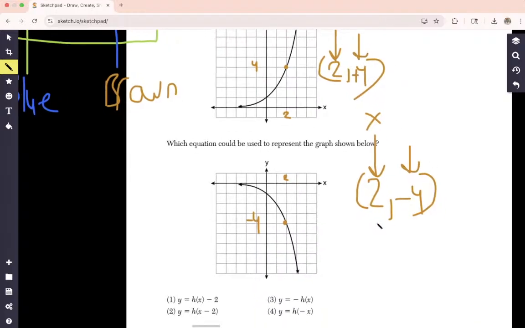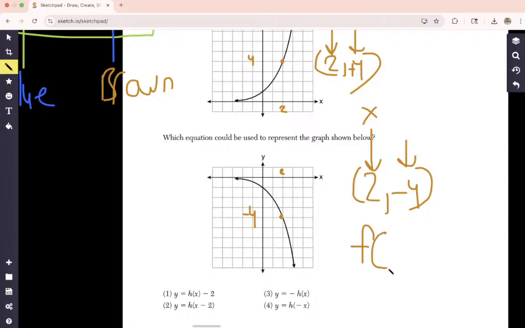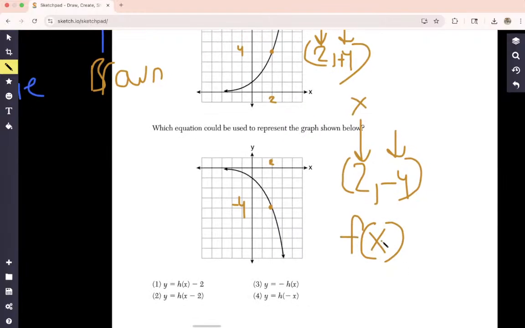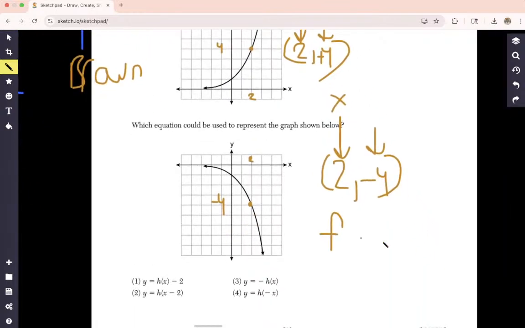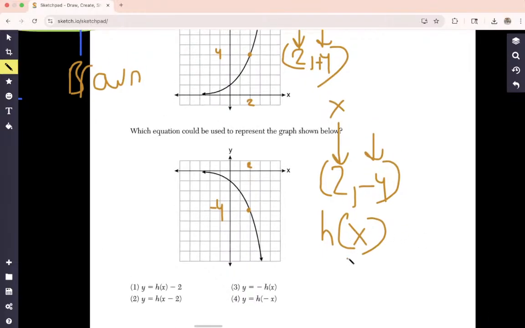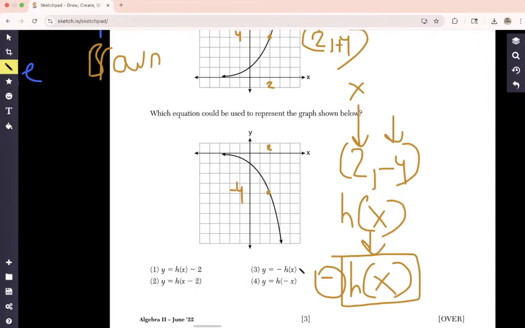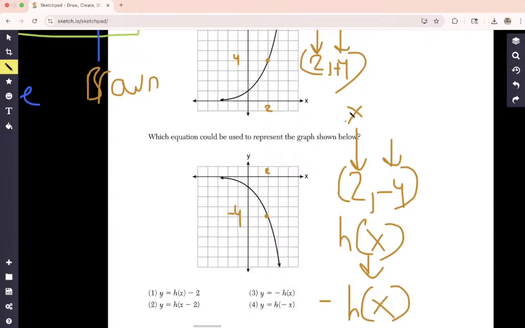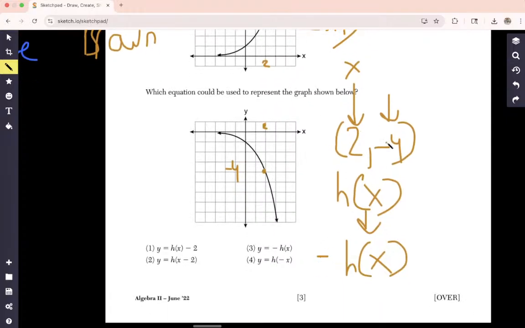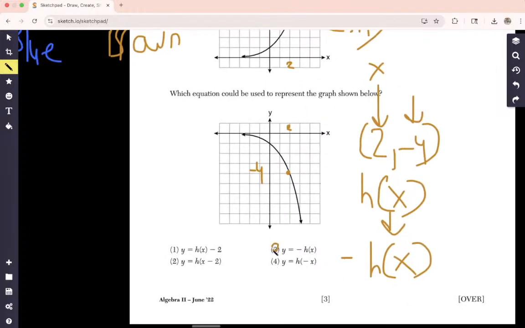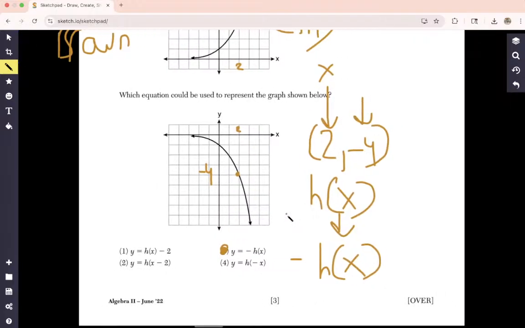So essentially, if h of x is your original function, then this transformation would just be negative h of x. Whatever value you have originally, you're just going to take the negative of that. In this case, originally I had 4. Well, I'm just going to take the negative of 4, and I'm going to get the new y value for my transformed graph.